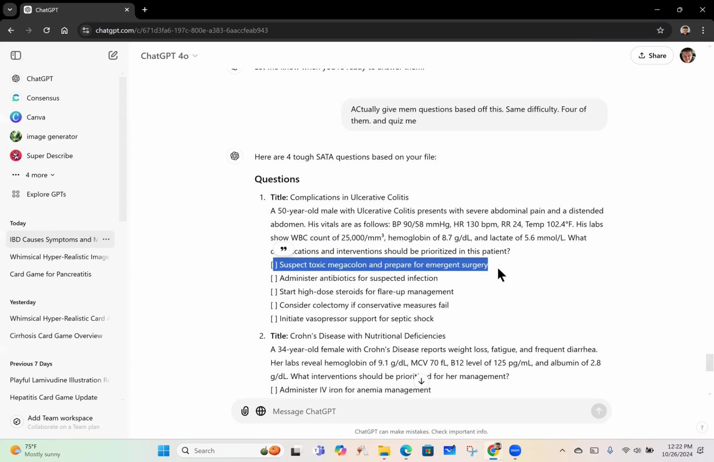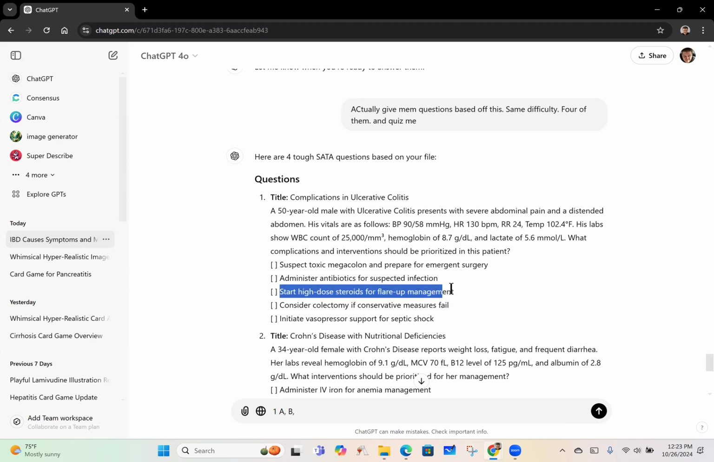Has megacolon? Well, yeah, ulcerative colitis is megacolon, right? That works. So let's do 1, all right? A. B, administer antibiotics for suspected infection. That makes sense, right? Start high-dose steroids for flare-up. Yeah, if someone's coming to the hospital with inflammatory bowel disease, they might need steroids. I think the distended abdomen is kind of beyond. I wouldn't ask that question, right? Asking you to start medications or stop medications, that's more of a nurse practitioner or MD role. That's not a role of a nurse at your level, right?